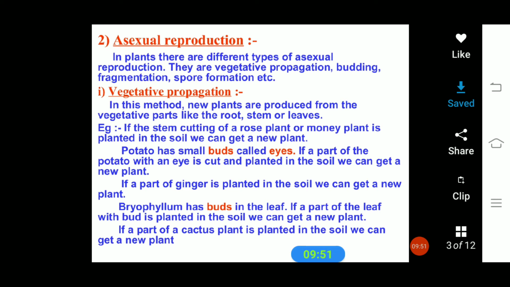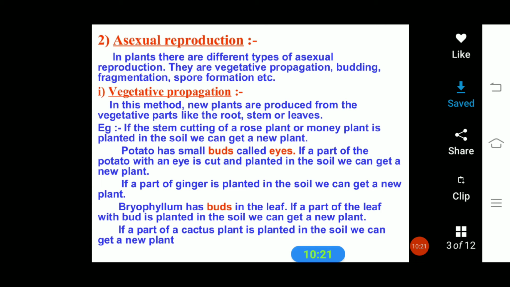Next, a potato has small buds which we call eyes. If a part of a potato with an eye is cut and planted in the soil, we get a new plant. If a part of a ginger is planted in the soil, we can get a new plant. So through the stem, or through the roots, we can get new plants.